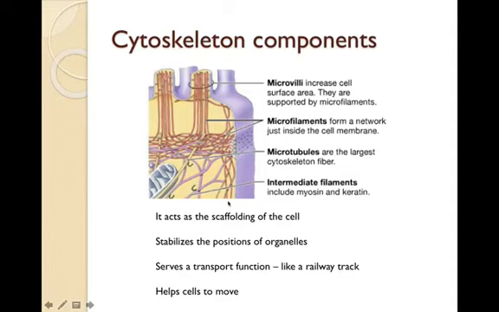Some of these components can act as railways, a railway track, to allow for various molecules to move throughout the cell to go to various organelles. So the cytoskeleton component is an important part of keeping the integrity of the cell, stabilizing the position of the organelles, and also acts as a transporter within the cell.